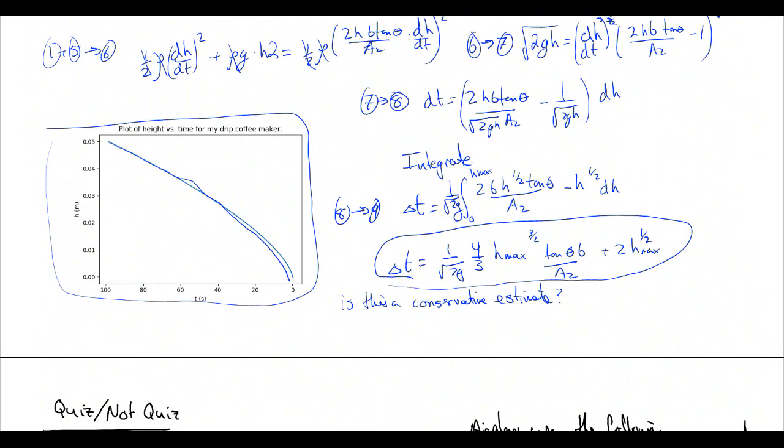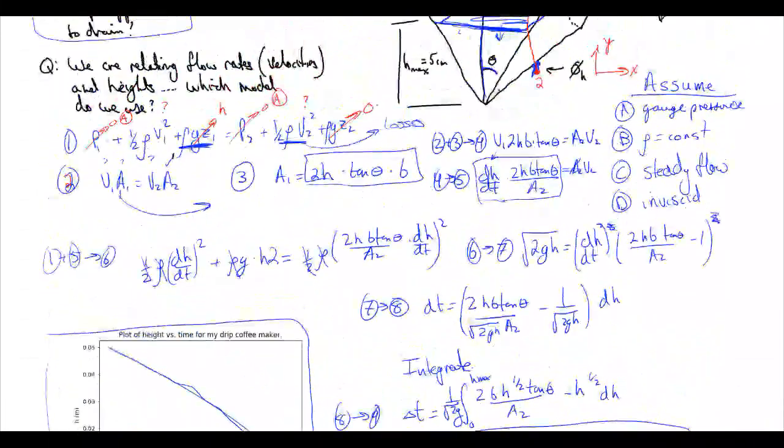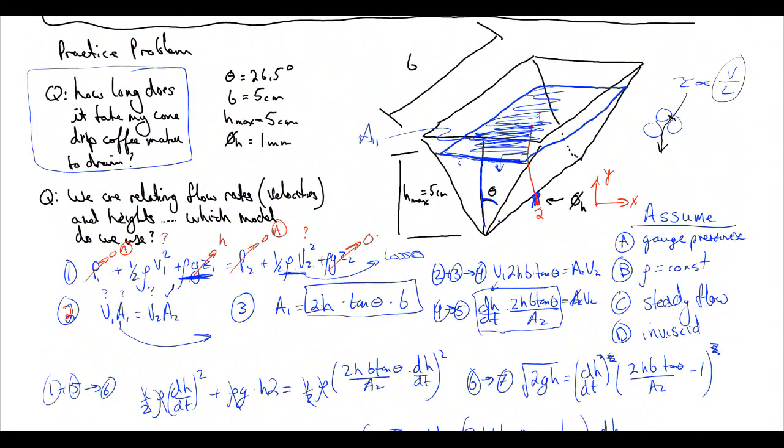I have tested this. Oh wow, I don't know why I added two S's there. You can add that to your list of stupid words that I've been able to misspell. This is a conservative estimate. However, I have tested this, and it turns out that this thing drains in about 45 seconds. I think the reason this drains so much faster than this one is two reasons.